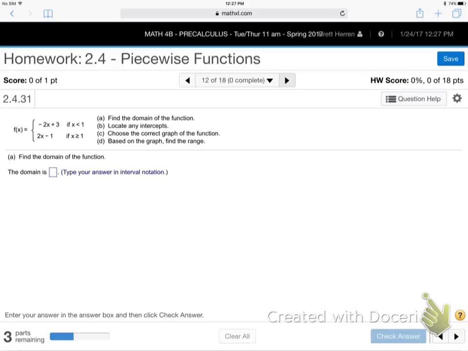So number 12. It's in pieces. It says when x is less than 1, plug into negative 2x plus 3. But if x is greater than or equal to 1, plug into 2x minus 1. And it asks you a bunch of questions: domain, intercepts, and so on. It's all graph. In the end, if you get the graph, all those questions are cake. They're super easy if you just get the graph. So it's all about getting our hands on the graph.